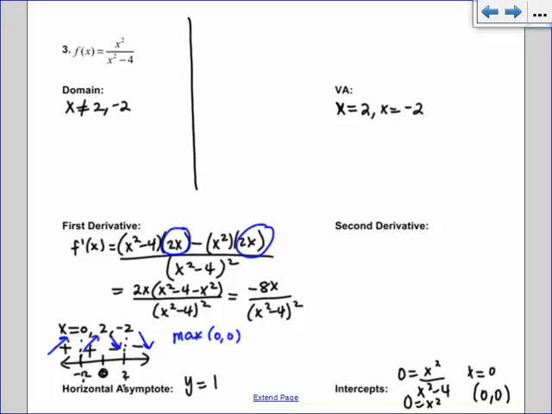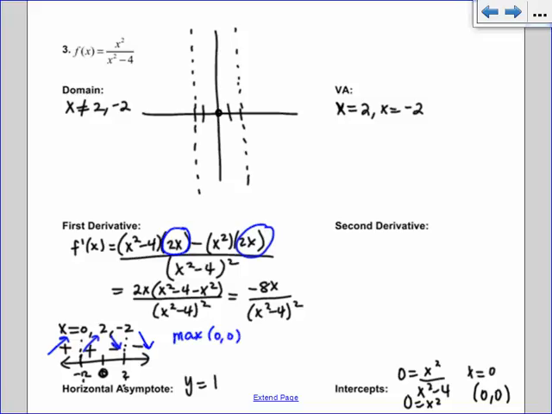So if I'm graphing what's happening here, at 0, 0, we have a max. So we can draw like a little bump there. But we also know that it's going to go along the vertical asymptotes. So it's going to look like that.